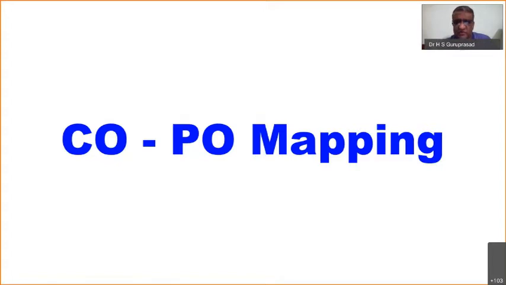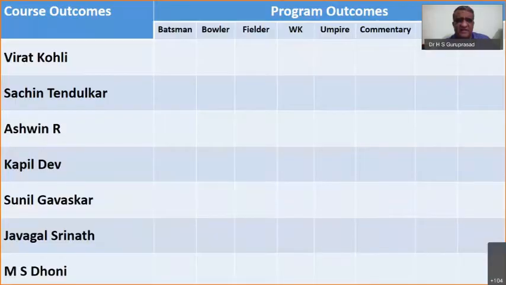Let me straight away take you to the COPO mapping. See here, I have taken Virat Kohli, Sachin Tendulkar, Ashwin, Kapil Dev, Sunil Gavaskar, Javagal Srinath, and MS Dhoni as the course outcomes. So how many course outcomes I have taken here? Chat box, you can type. Yes, seven. Virat Kohli 1, Tendulkar 2, Ashwin 3, Kapil Dev 4, Sunil Gavaskar 5, Javagal Srinath 6, and MS Dhoni 7. So 7 course outcomes I have taken.